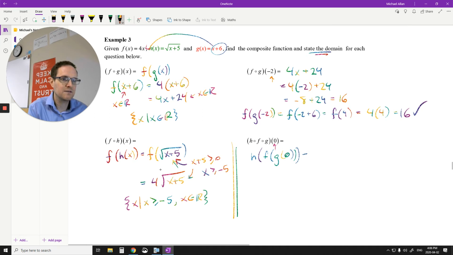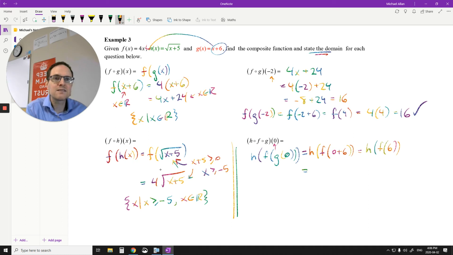Okay. h of f of g of 0, so that's 0 plus 6. So that's just h of f of 6. Okay. Now f of 6, so f of 6 is 4 times 6. So that's 24. And then h of 24, let's put that in there. h of 24, 24 plus 5, 29. The square root of 29.